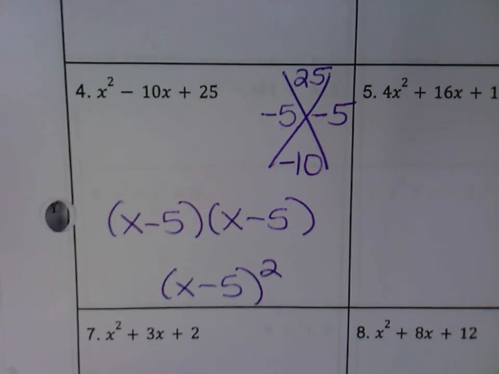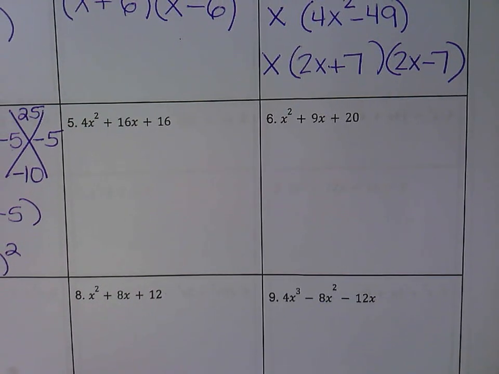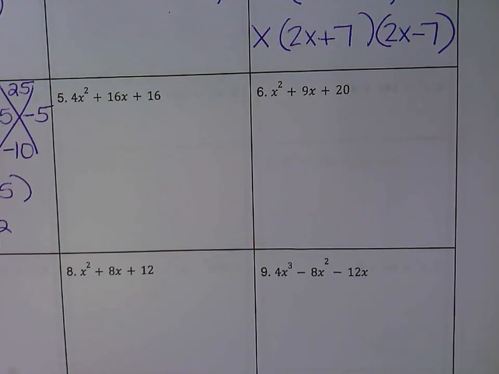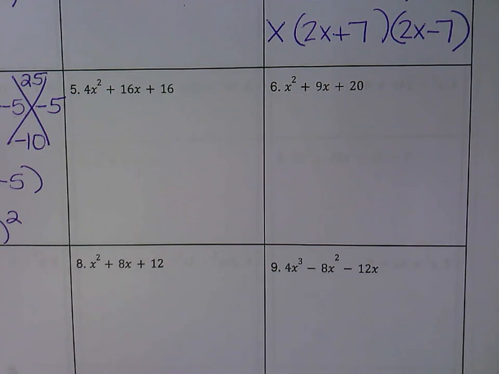Okay, skip over to number 6. See if you can do number 6 using the diamond method. Actually, 6, 7, and 8. See, I'm skipping number 5 for a moment. Try 6, 7, and 8. 6, 7, and 8 are all the diamond. Do the diamond 3 times to refresh your memory.